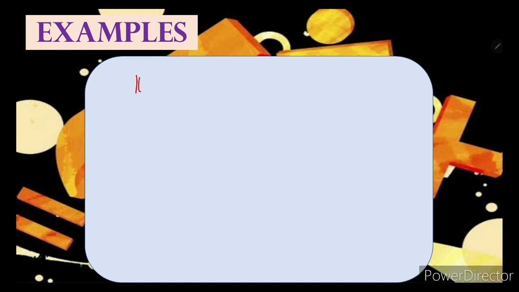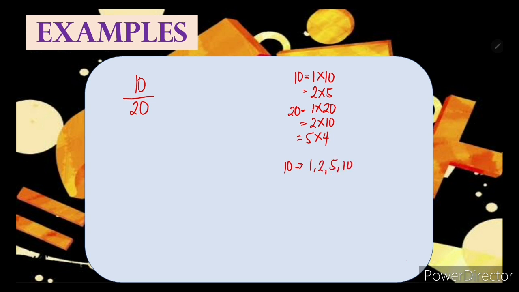Another example, we have 10 all over 20. So, factors ni 10 is 1 times 10 and 2 times 5. Samantalang si 20 naman, ang factors ni 20 is 1 times 20, 2 times 10, and 5 times 4. Now, let us list all of the factors of 10. We have 1, 2, 5, and 10. For 20, we have 1, 2, 4, 5, 10, and 20.